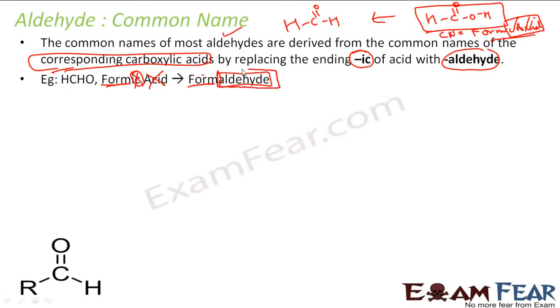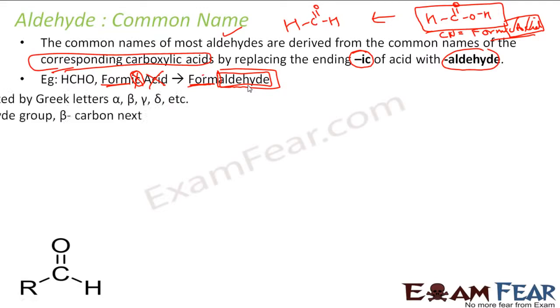Correct? So this is how you get it. You replace the IC of the acid, formic acid. You remove it, you get form, and you add the word aldehyde, and you get formaldehyde. That is how you derive the common name. Please note, I am talking about the common name. I have not yet started with the IUPAC name.